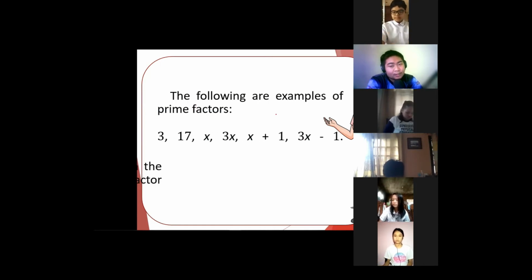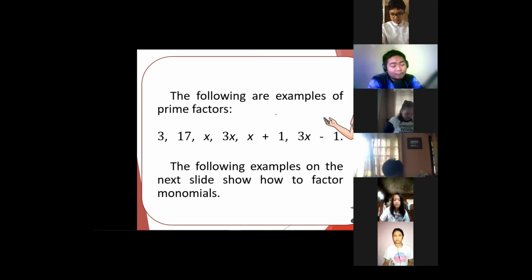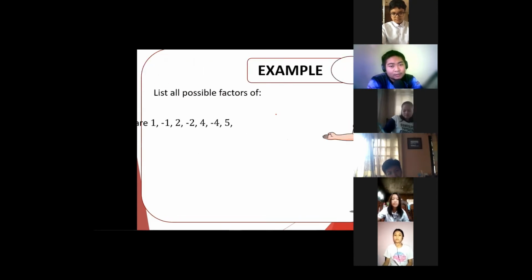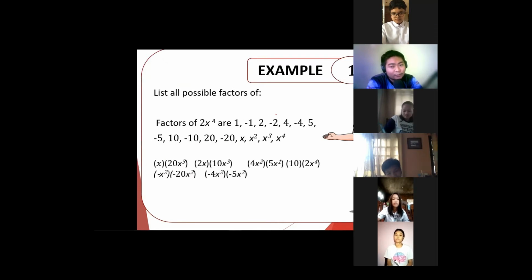The following are examples of prime factors: 3, 17, x, 3x, x plus 1, and 3x minus 1. The following examples on the next slide show how to factor monomials. So list all possible factors of 2x raised to 4.